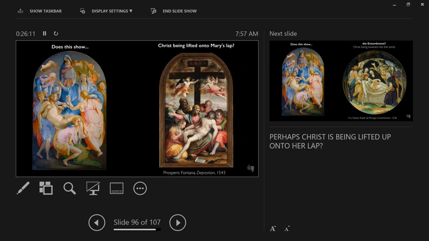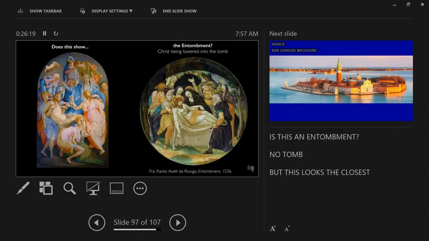The other question is, is he about to be lifted onto her lap, or are they lifting him off of her lap? There's no way to tell. And is this an entombment? That's the closest thing they can figure. It looks closest to an entombment, but there's no tomb here like there usually is in an entombment painting. So it's not really an entombment either. But this is what they settled on: the title, not by the artist, but that art historians have put onto this, is The Entombment of Christ.